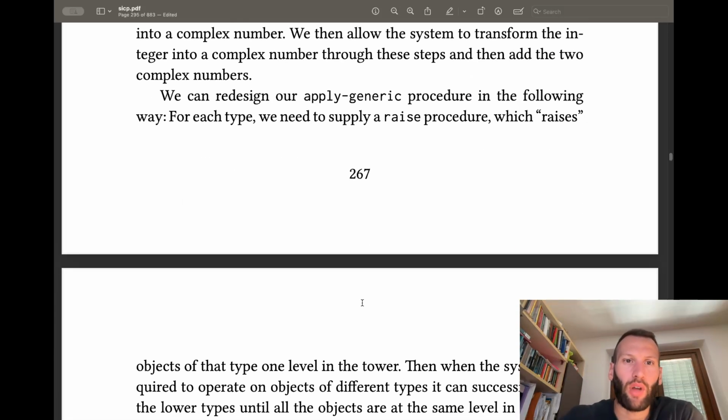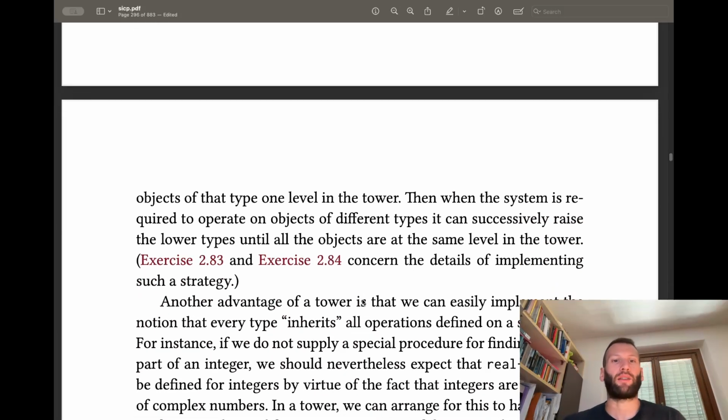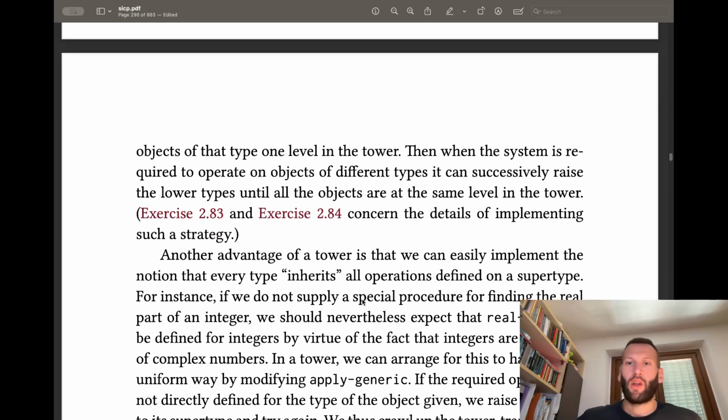We can redesign our apply generic procedure in the following way. For each type, we need to supply a raise procedure, which raises objects of that type one level in the tower. Then, when the system is required to operate on objects of different types, it can successively raise the lower types until all the objects are at the same level in the tower.